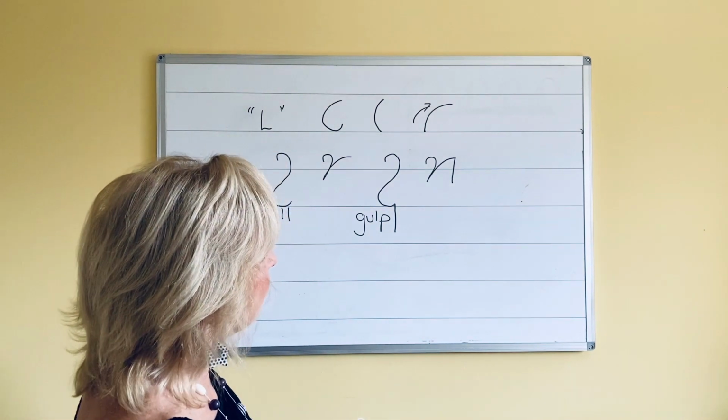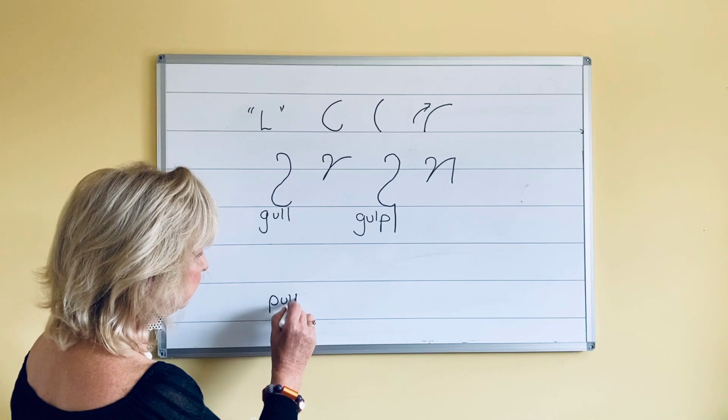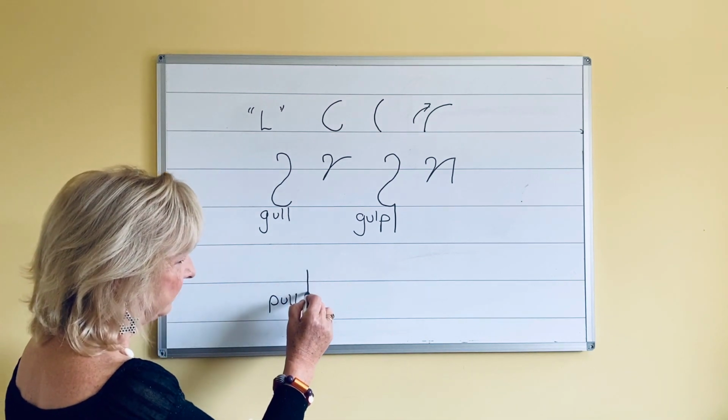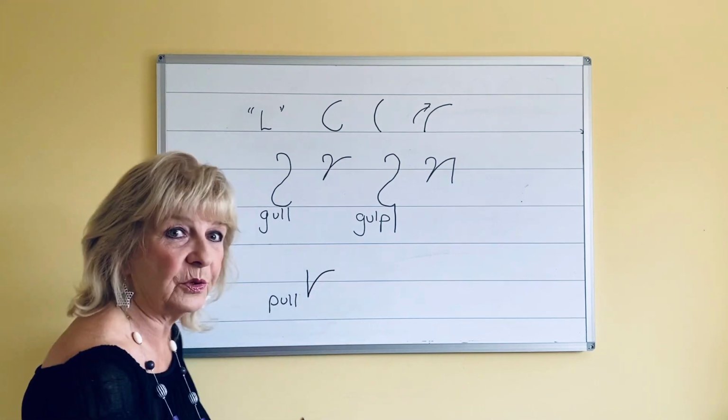So let's think of another tail letter then where the L would go upwards. Let's take the word pull. So the P, and then that's gone through the line, so the L would go upwards, pull.